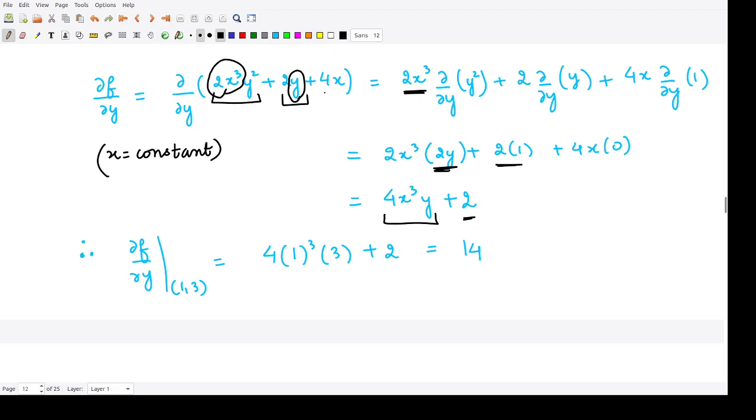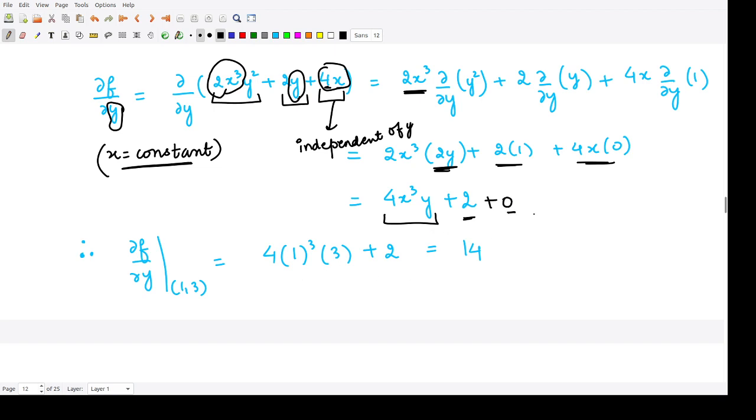And next we will perform the derivative of this 4x. Now this term is independent of y, there is no y. So we will treat this 4 into x as constant. Why? Because we are taking the partial derivative with respect to y. So x is constant. That means the derivative of a constant quantity is equal to 0. So we have the final answer as 0 here.